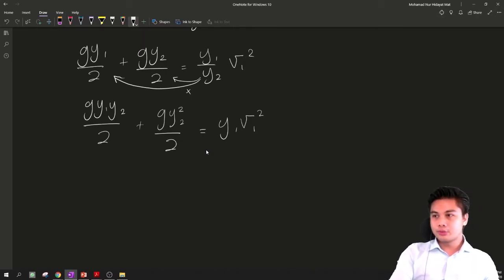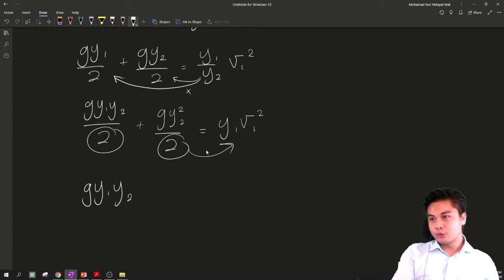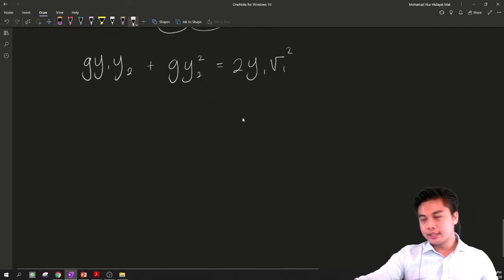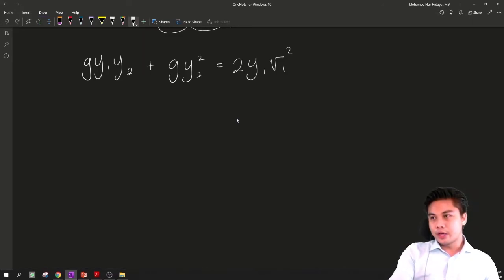So you try to make the y2 become the variable. Okay, this one you try to move the 2 and 2 to the other side, you become gy1 y2 plus gy2 squared, this one you equal to 2y1 v1 squared. You try to rearrange this equation, make it become the quadratic. You rearrange become a standard quadratic equation, ax squared plus bx plus c equal to 0. Let the y2 become the variable here.